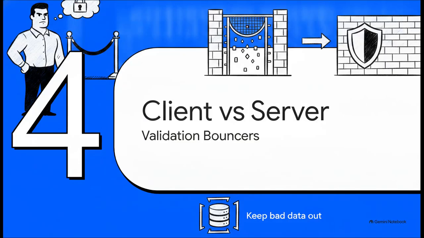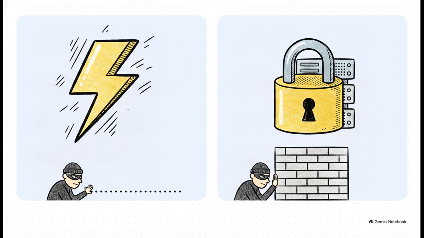Now we're crossing into Unit 2 with Section 4, Client versus Server Validation. Think of these as your application's bouncers. The exam is going to heavily test this exact comparison. Client-side validation happens instantly, right in the user's browser using JavaScript. It's super fast, gives immediate feedback, and honestly saves your server from doing extra work.